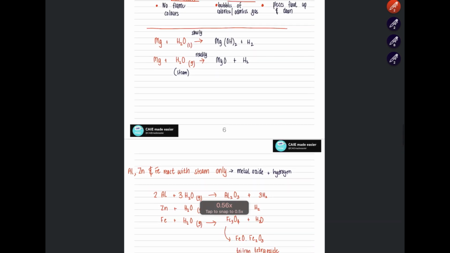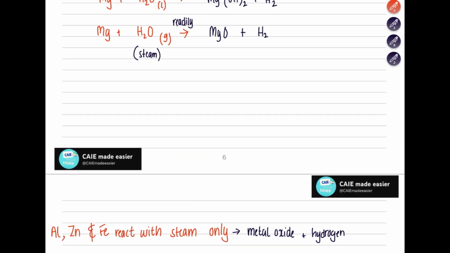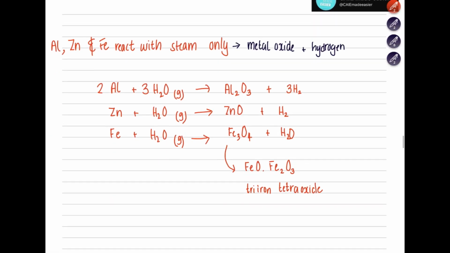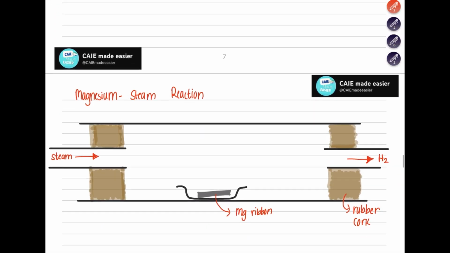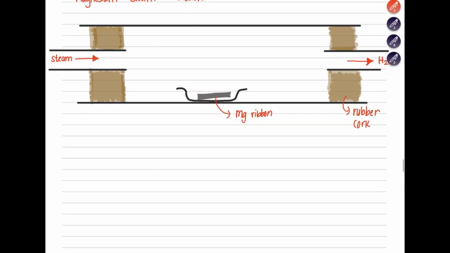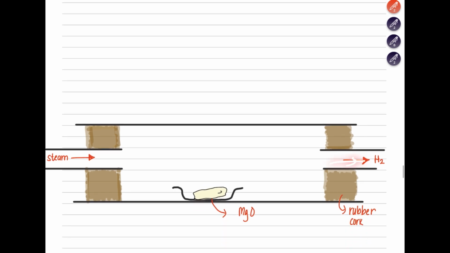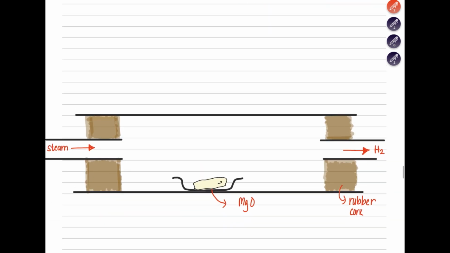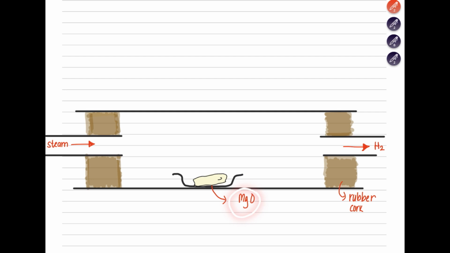Now, we saw that magnesium can react with steam to give us magnesium oxide plus hydrogen. Let's see if we have an experimental setup like this. Here we have a closed system where we have a magnesium ribbon. Steam is allowed to enter. What happens? Steam and magnesium react and hydrogen gas is released. Magnesium is converted into magnesium oxide.